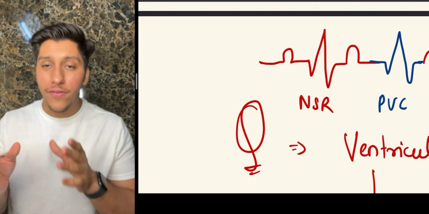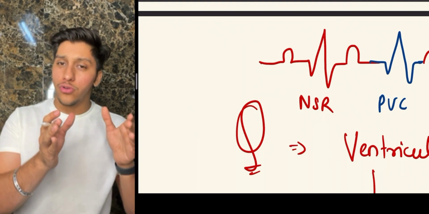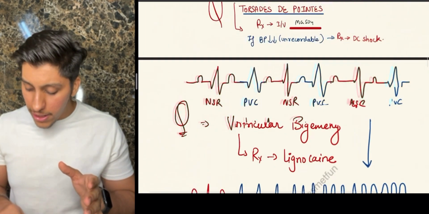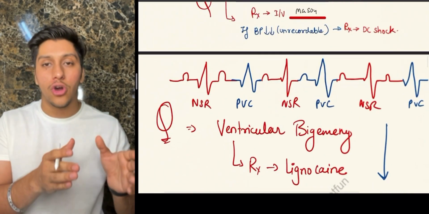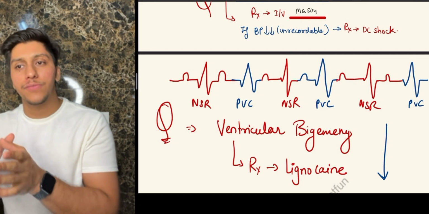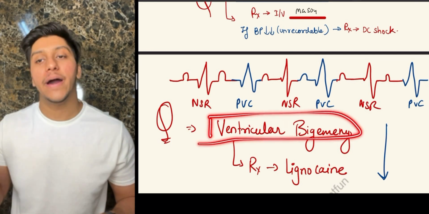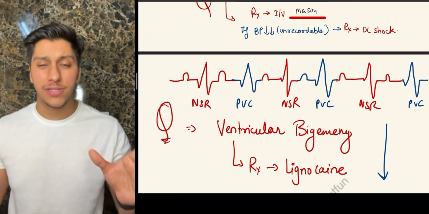So whenever you are having a combination of two things, first normal sinus rhythm, then a PVC, premature ventricular contraction, happening again and again. So the normal sinus rhythm, then PVC, normal sinus rhythm, then PVC. This condition, guys, is known as ventricular bigeminy, seen in case of digoxin poisoning also.